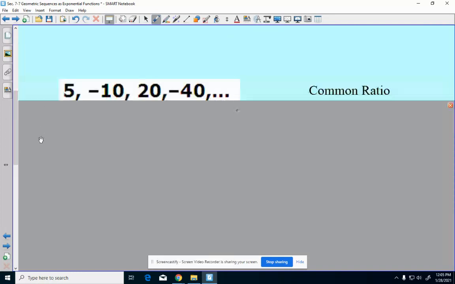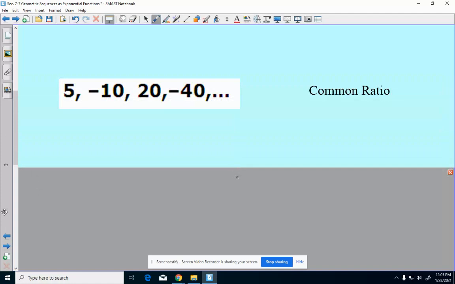All right, what about this one? Maybe a little bit harder, shouldn't be too much harder. Is that a geometric sequence? From 5 to -10, from -10 to 20, and from 20 to -40. Logan, what are you thinking? Say that again. Multiply by -2 each time.